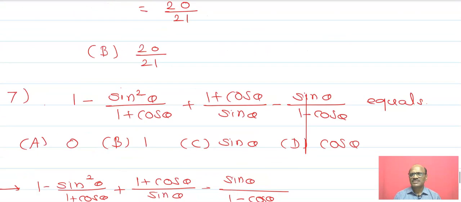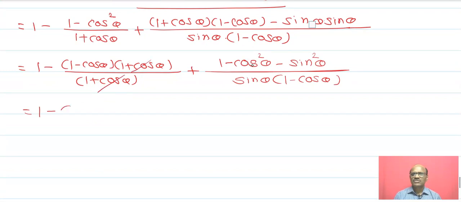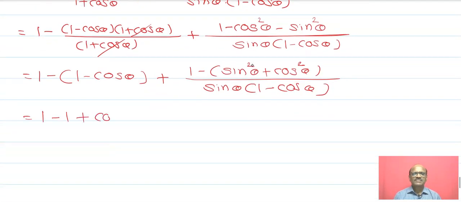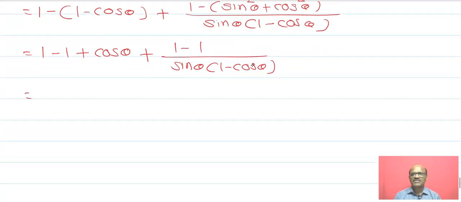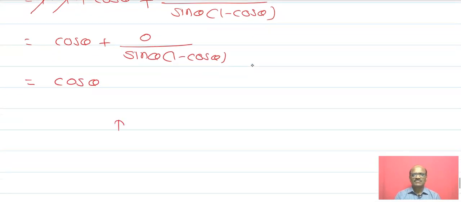And now next is 1 minus cos square theta minus sin square theta upon sin theta in bracket 1 minus cos theta. That is equals to, these two terms get cancelled, 1 plus cos theta, 1 minus in bracket 1 minus cos theta plus 1 minus in bracket sin square theta plus cos square theta upon sin theta in bracket 1 minus cos theta. And that's why you will get 1 minus 1 plus cos theta plus 1 minus 1 upon sin theta into 1 minus cos theta. Numerator becomes 0 and you will get only the cos theta, and hence the answer is cos theta. Therefore D option is correct one.